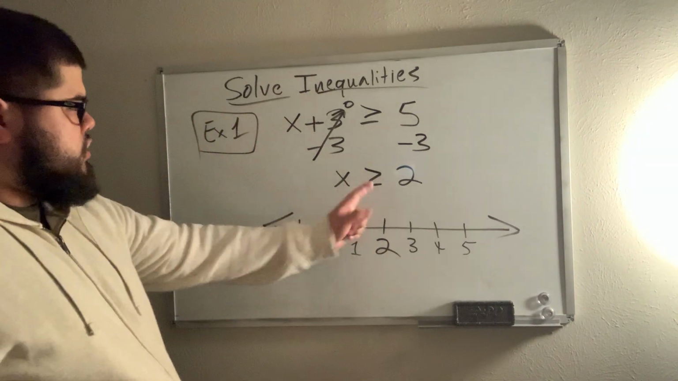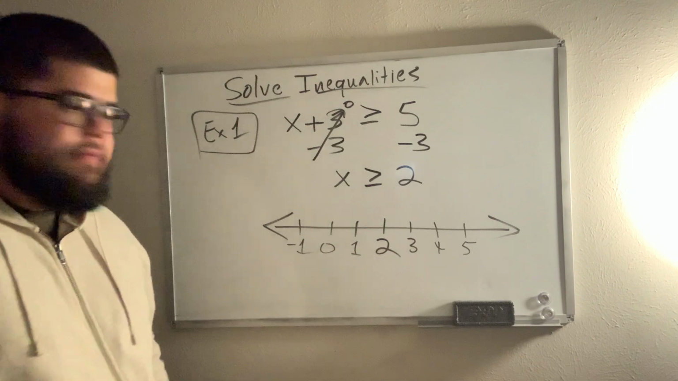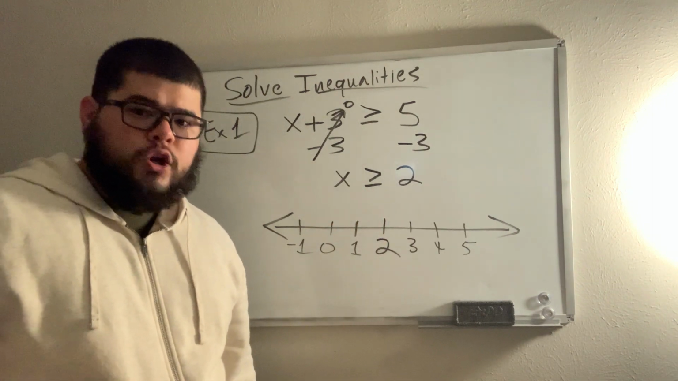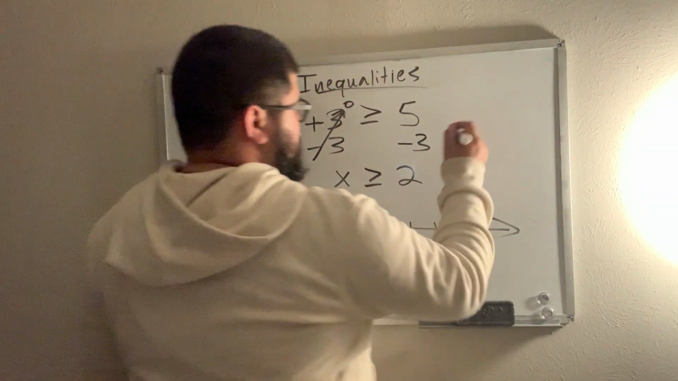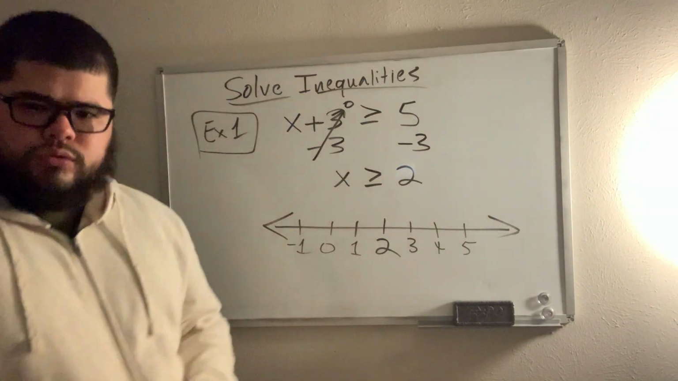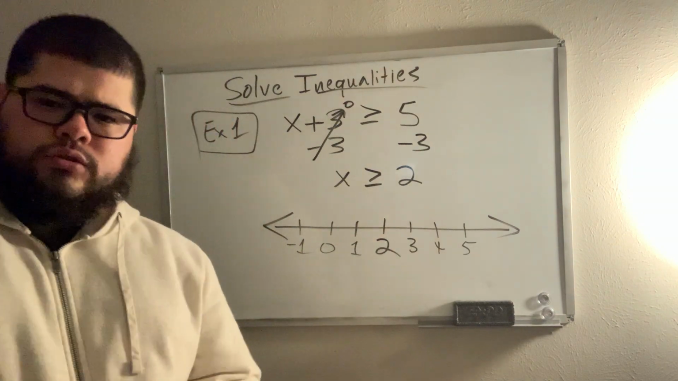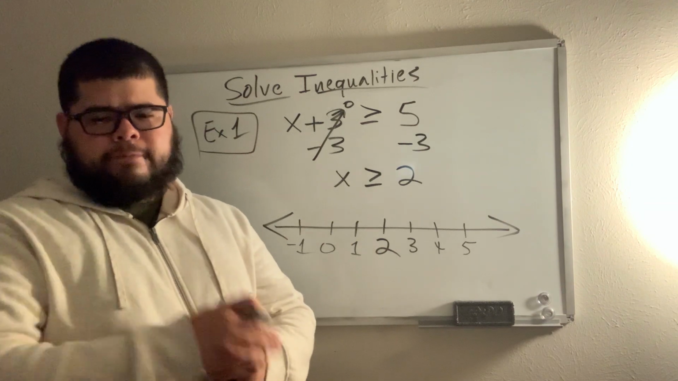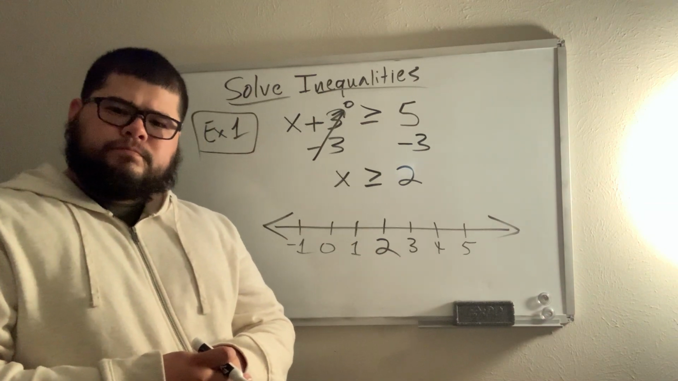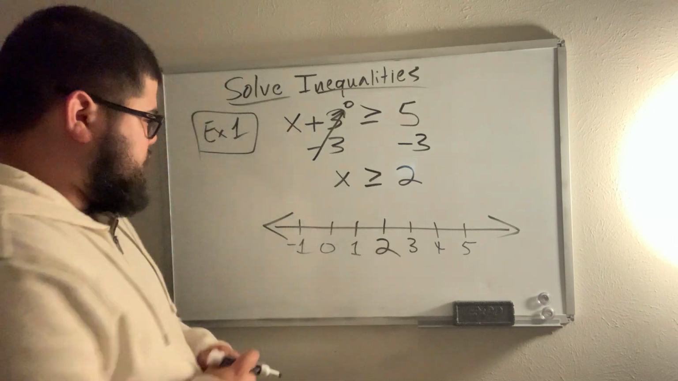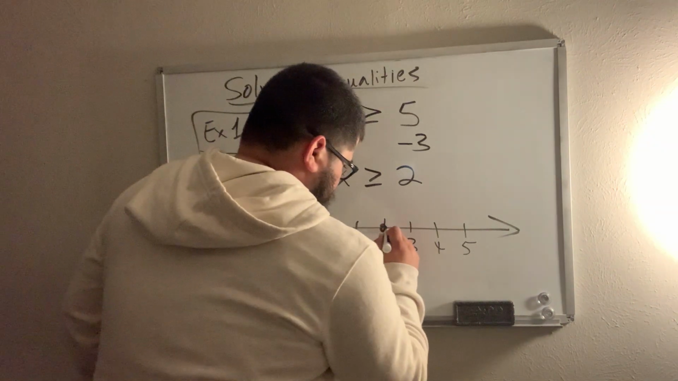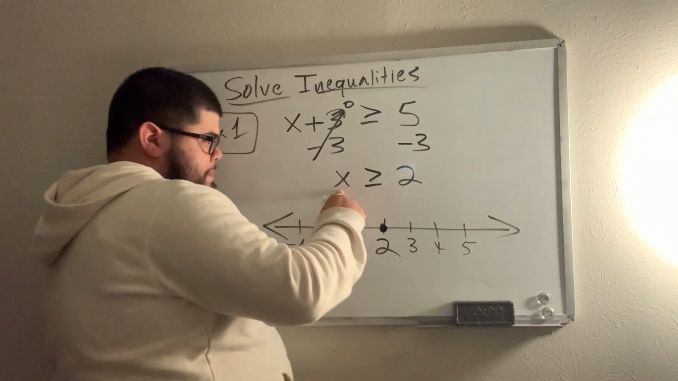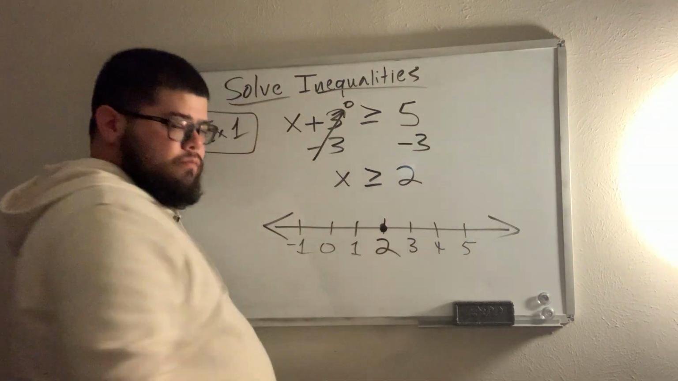Now, first things first. What symbol do we have? Greater than or equal to. Now, what does that tell us? Are we going to have an open circle or closed? Look at your notes. Greater than or equal. Open or closed circle? Type in the chat. Closed. We're going to have a closed circle on the number 2. That means we are going to include the number 2. If we plug 2 here, 2 is greater than or equal to 2. It's equal. Yes, we're going to include it.